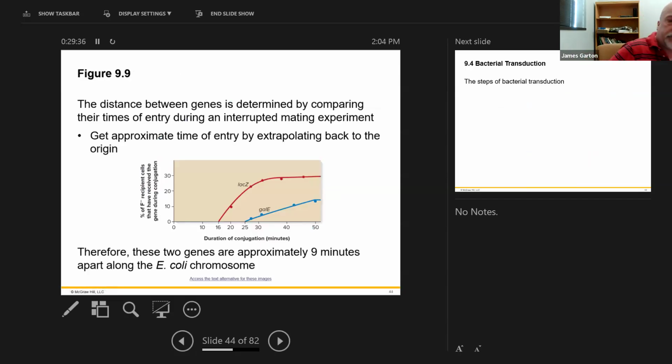And you can calculate the distance between genes. And again, you measure them in minutes. And you can get an approximate time of how long it takes to get transferred by just back tracing it to the one previous. And so in the case of LAC Z and Gal E, we say they are separated by about 9 minutes on the E. coli chromosome. And notice we don't use centimorgans or anything like that. We just use minutes.